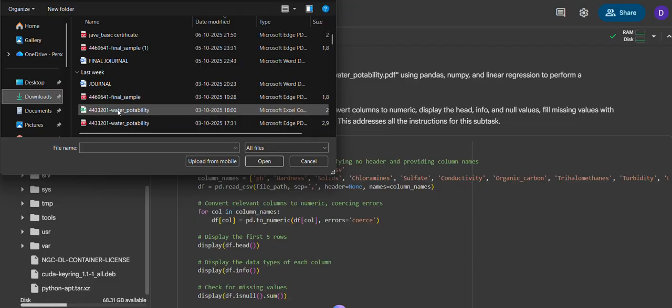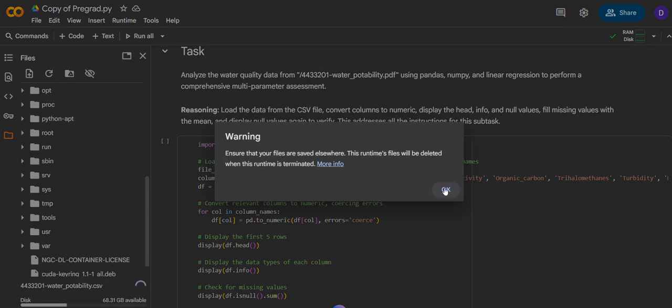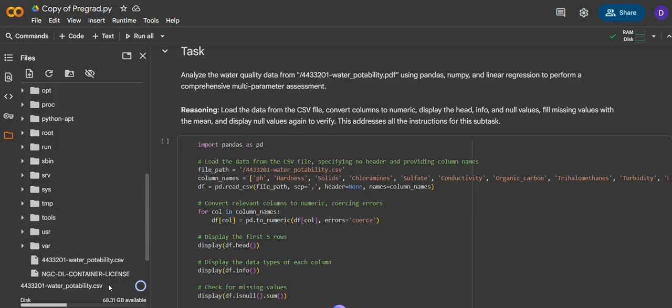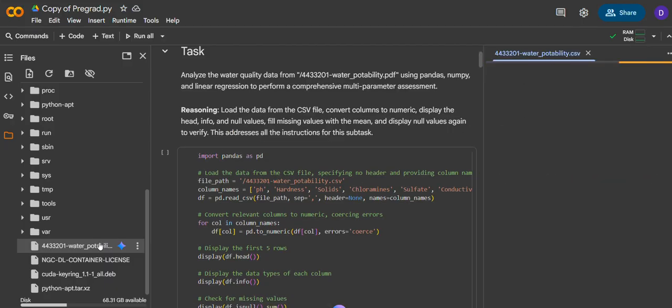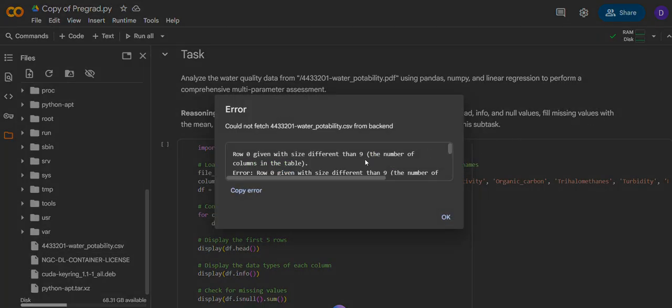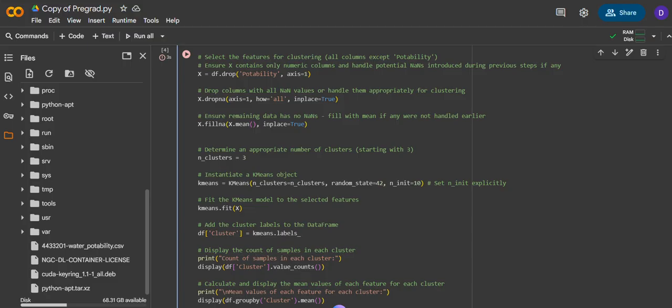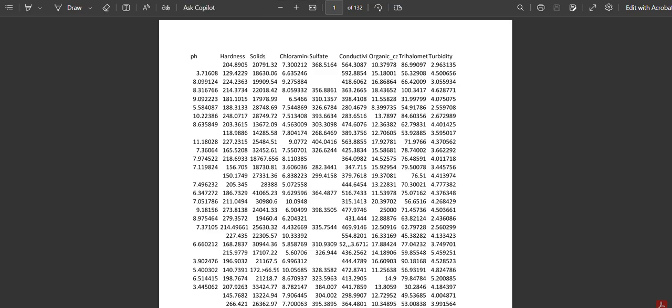Here's the PDF, this water potability. It is actually an Excel file which was initially in the form of a PDF, and it was converted into various other formats. Sorry guys, due to an error, I was unable to upload it through Google Colab. Might be the error will be fixed later on, but while uploading, I was unable to.